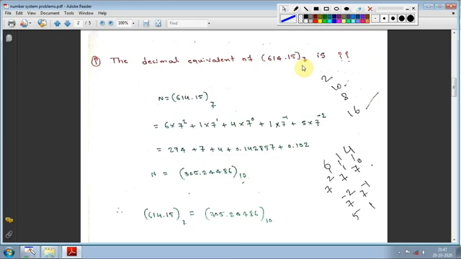Now what is happening here, they have given the base value as 7. So what the hell is this? Let us try to find out how we can solve this one. Okay, so N equal to 614.15 to the base 7.